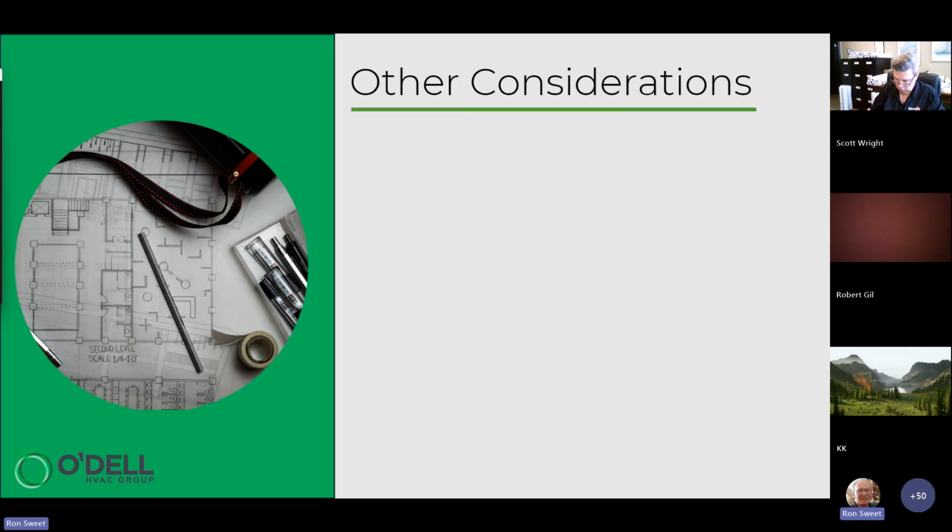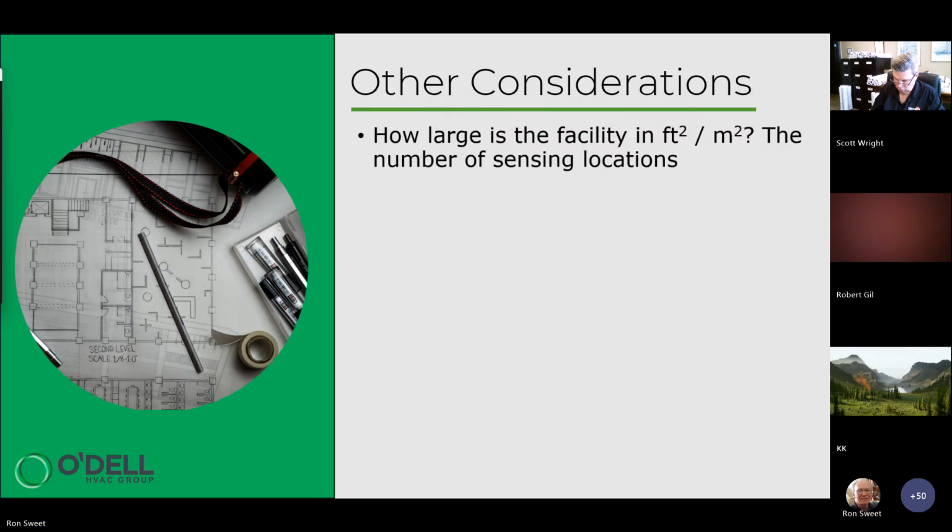Other considerations that come into play: how large is the facility? Because that will dictate the number of sensing elements required to provide adequate monitoring for that facility. A sensor will cover a finite area. If you look at, I'll draw an analogy here to an incandescent light bulb. If we take an incandescent light bulb and we put it in a wall fixture and put it on the wall, we get 180 degrees of light out of that light fixture.